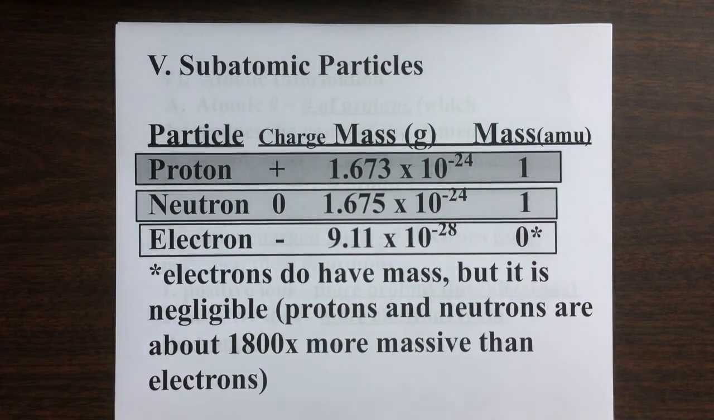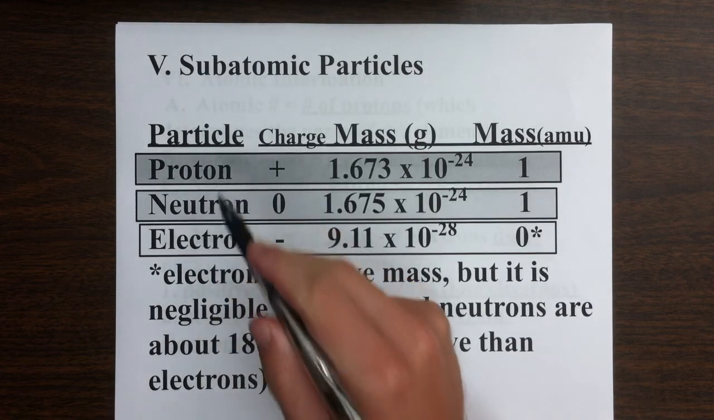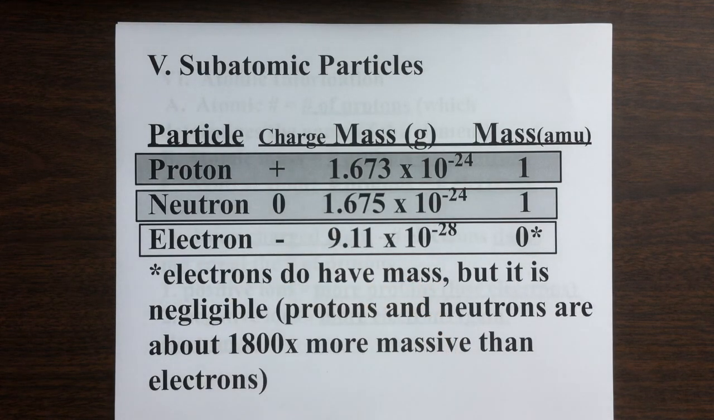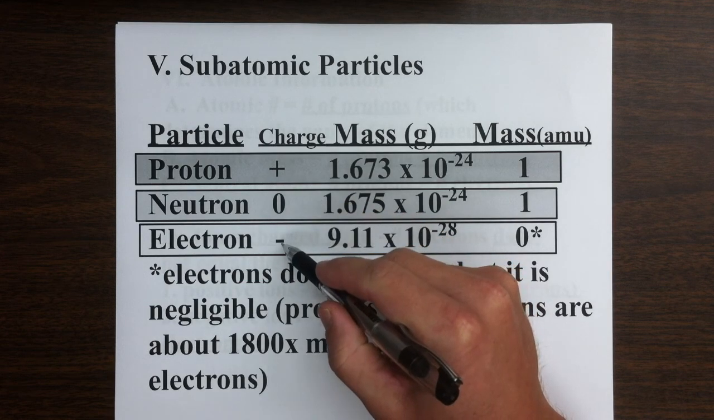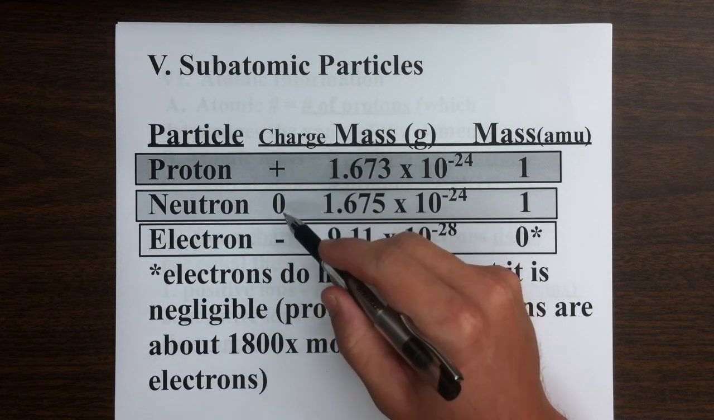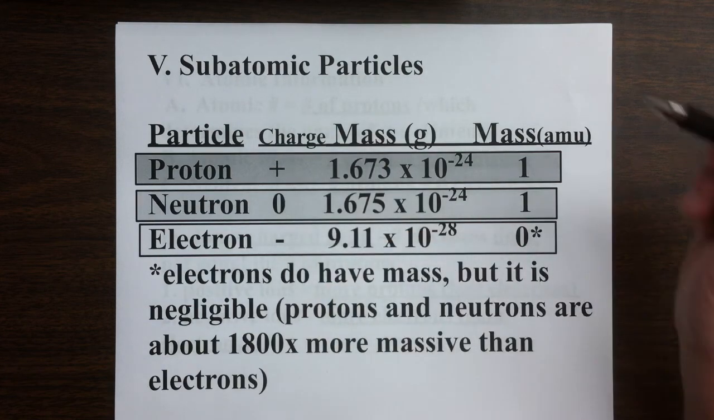In this video, we're going to talk about the three subatomic particles. As you know, atoms are made up of protons, neutrons, and electrons. A proton has a positive charge, an electron has an equal but negative charge, and a neutron has zero charge.